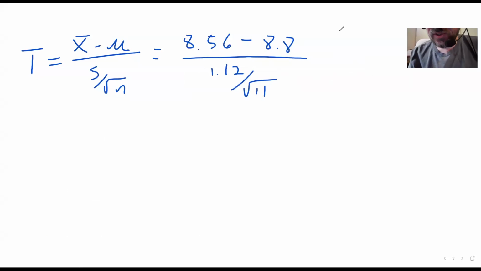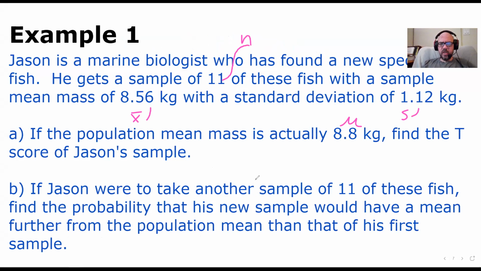So this is about equal to negative 0.711. All right, so we got a t-score of negative 0.711. Great. Let's see what part B was. If Jason wanted to take another sample of 11 of these fish, find the probability that this new sample would have a mean further from the population mean than that of his first sample.